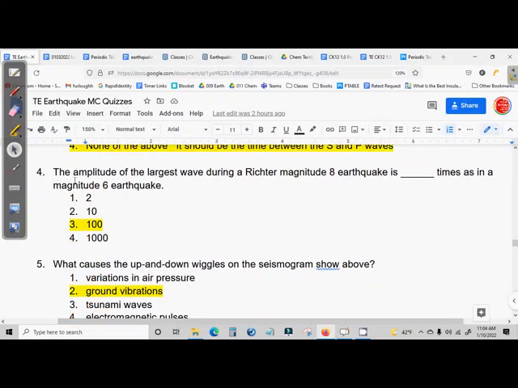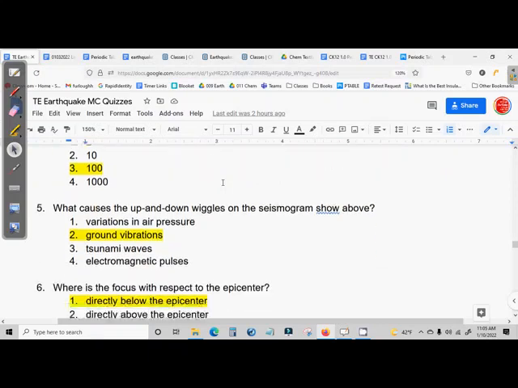All right, number 4, the amplitude of the largest wave on the Richter scale is magnitude 8. How much more is that than a magnitude of 6? So when we talk about magnitude, then it's a factor of 10 because it's a logarithmic scale. When we talk about energy, it's a factor of 30. I know that's confusing, and I probably won't put it on the test, but that's the difference.